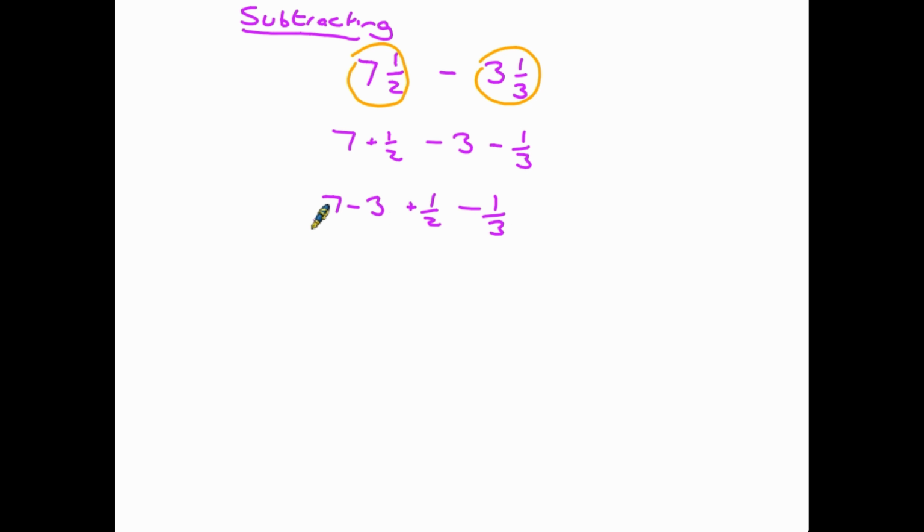So what we're going to do is the 7 minus the 3, then we're going to do the half minus the third, and then we're going to add the results together. So 7 minus 3 equals 4. So that is the first part of our answer. Let's put it down at the bottom this time.